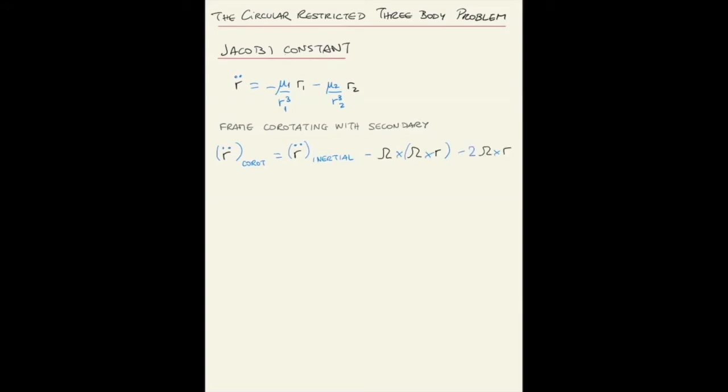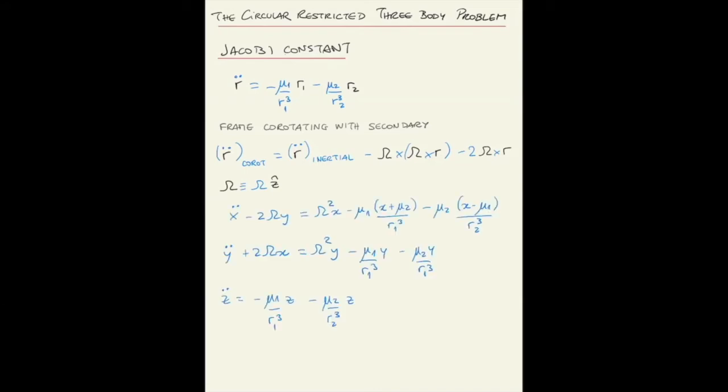If we align the angular momentum of the orbit of the secondary with the z direction, then in Cartesian coordinates, these equations become the following. You can write the right-hand side in terms of a potential. If we write this in terms of a potential, we obtain these equations. And the function U is omega squared over 2 times (x squared plus y squared) plus mu1 over r1 plus mu2 over r2.